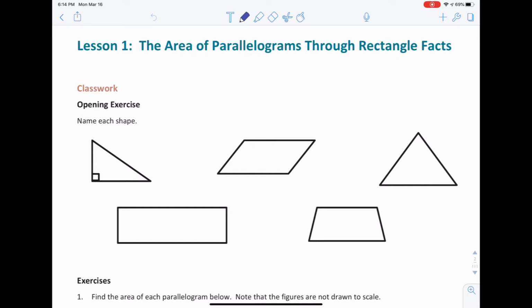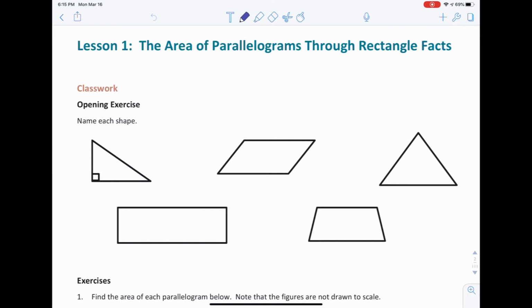Let's start with this opening exercise, and here we go with the stop and think. I want you to stop, think, and write down what are the names of these shapes. Stop, think, write. Okay, hopefully you did pause the video and you're back.